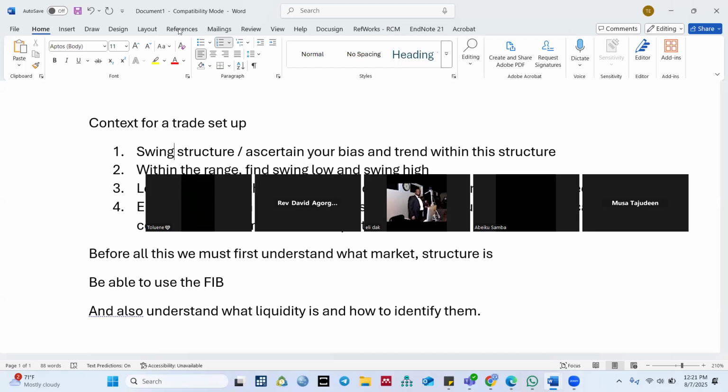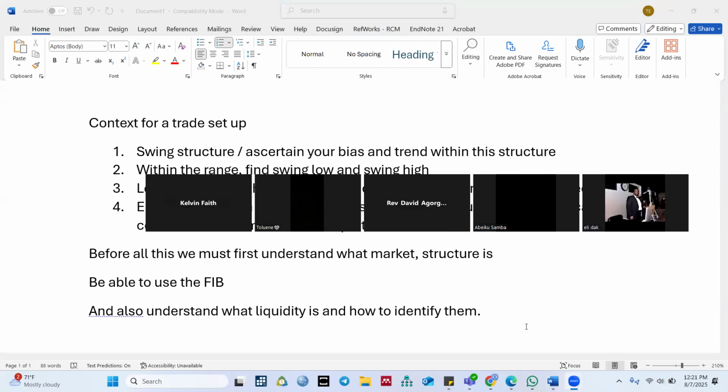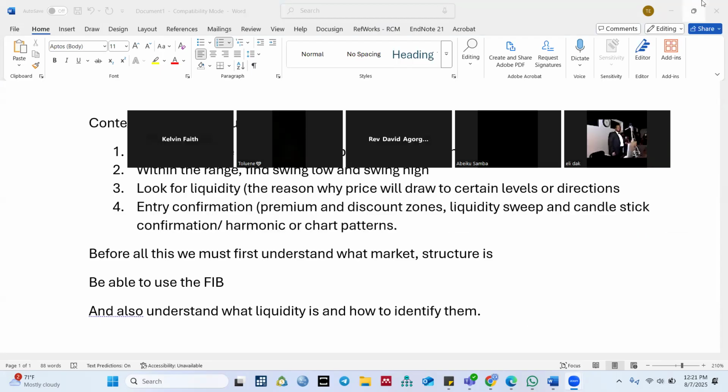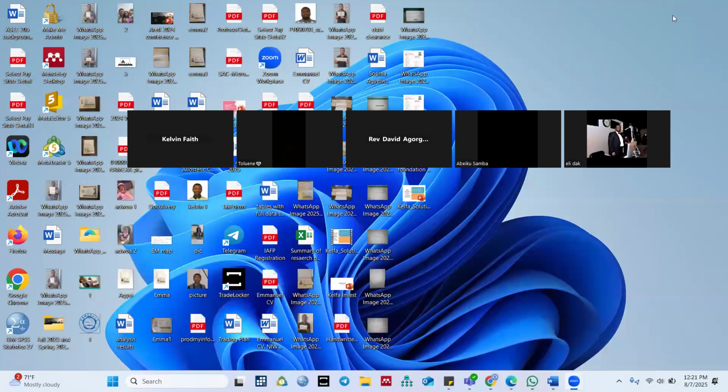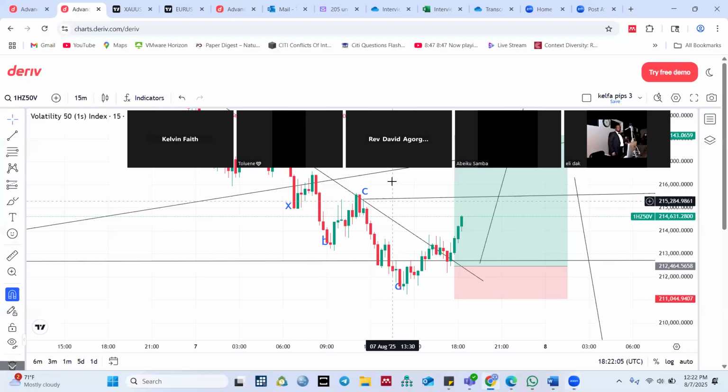What is market structure? What is market structure? So for us to be able to have a serene call, please let's try to mute if our mics are on, so that we'll be able to have a very serene call.